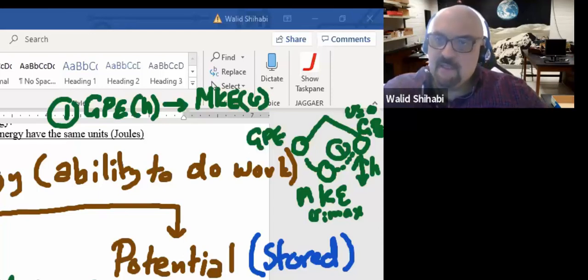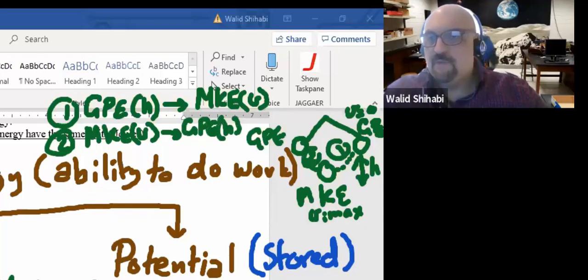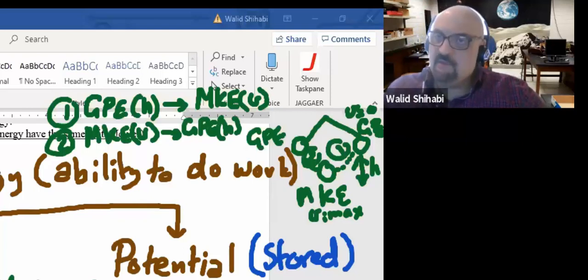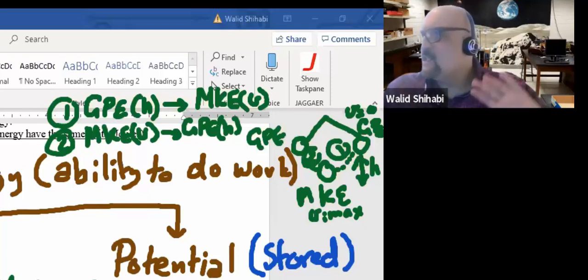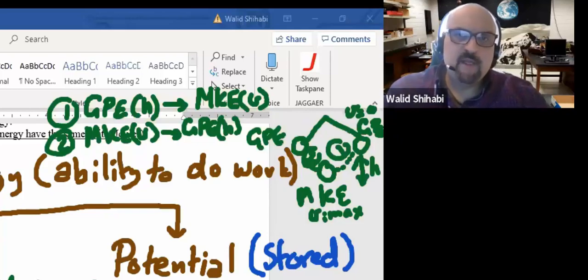Then in stage number 2, while the pendulum is going up, the opposite will happen. The speed, which is the mechanical kinetic energy, is turning into height, into gravitational potential energy. Okay, that's stage 2. And then backward, and so on. While it's falling down, it's turning into mechanical kinetic energy, then gravitational potential energy, back and forth. If you look at the PowerPoint slides in that chapter, it will show you some demonstration of that.